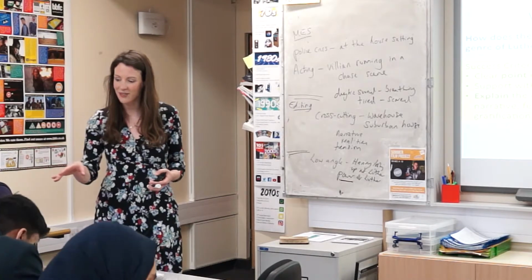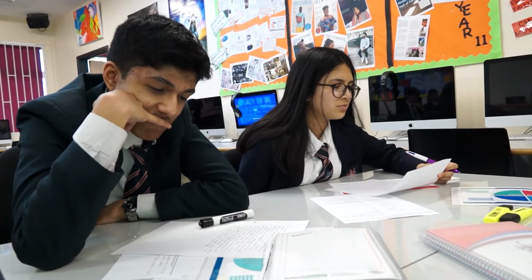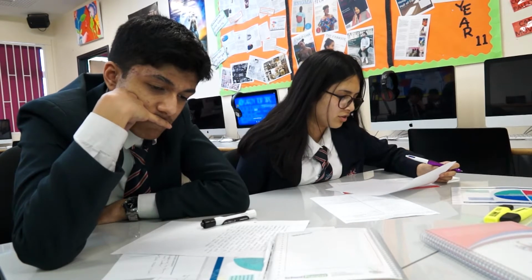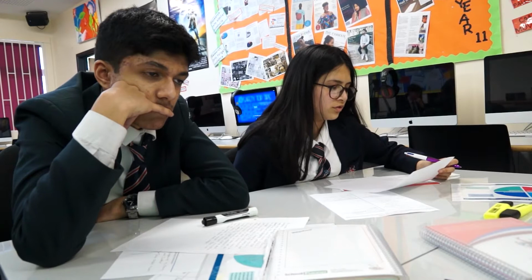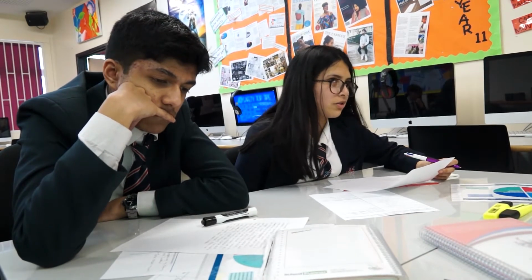Would you mind reading yours out aloud? The director uses mise-en-scène to establish the genre of Luther. This is clear in the costume. The characters are seen in police uniform. This clearly tells us that Luther is about crime.